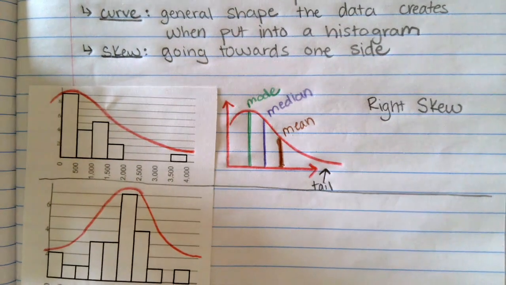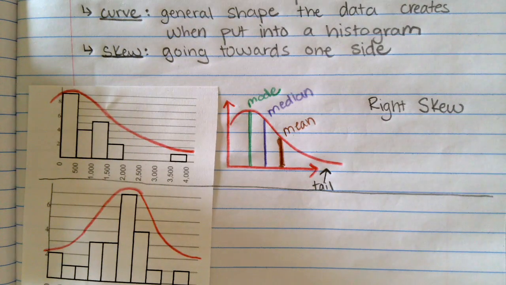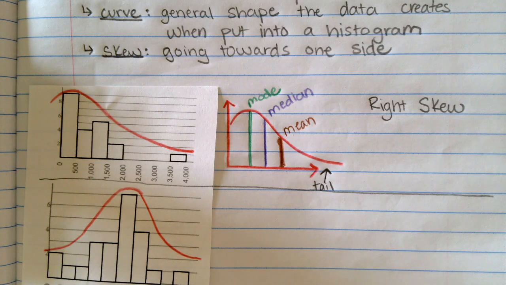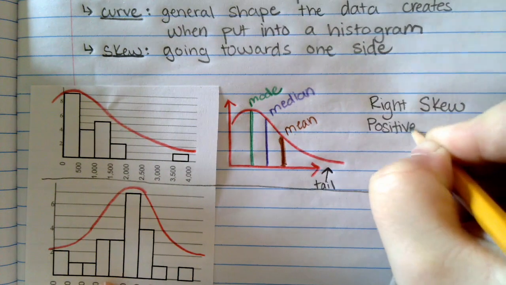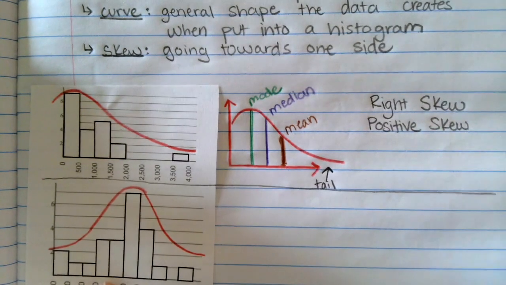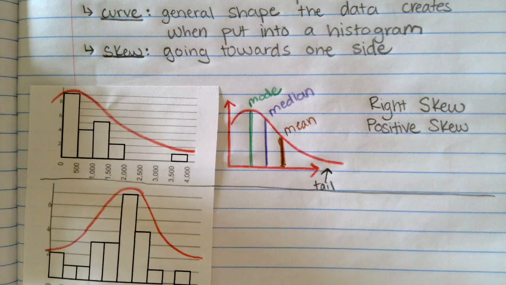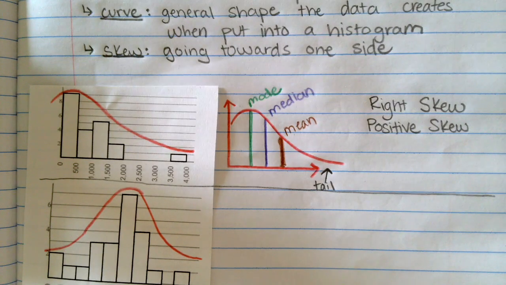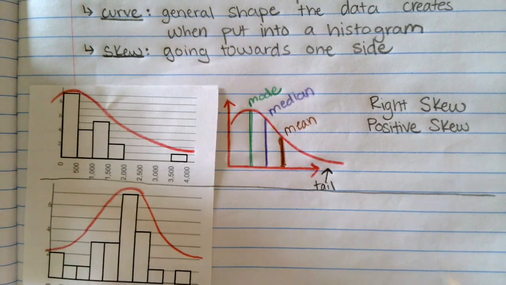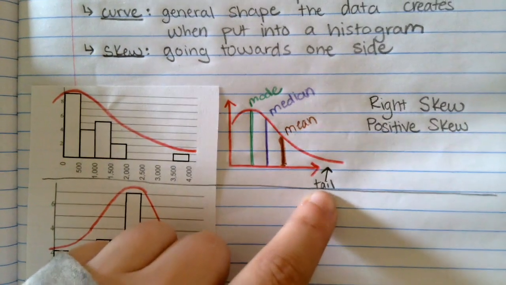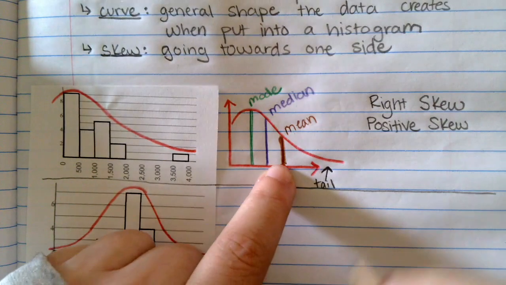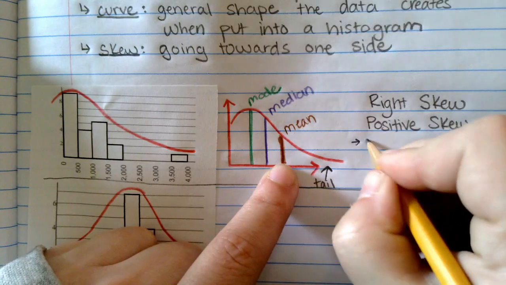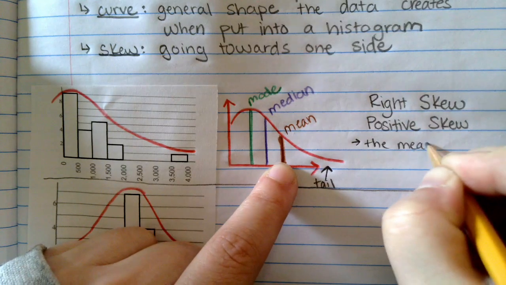Okay? One way that you can remember it's a right skew is where the tail is. But the reason I call it a right skew is because the mean is on the right side of the mode and median. Okay, so the mean is on the right side of the mode and median. That's really why we call it a right skew. But one way you can remember it's a right skew is by looking at that tail.